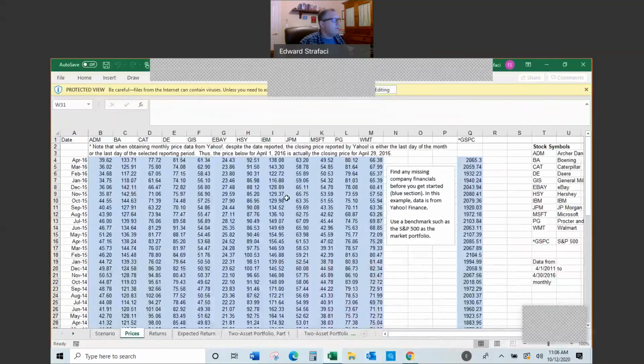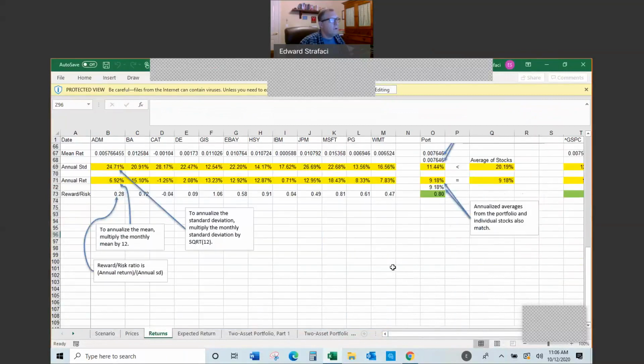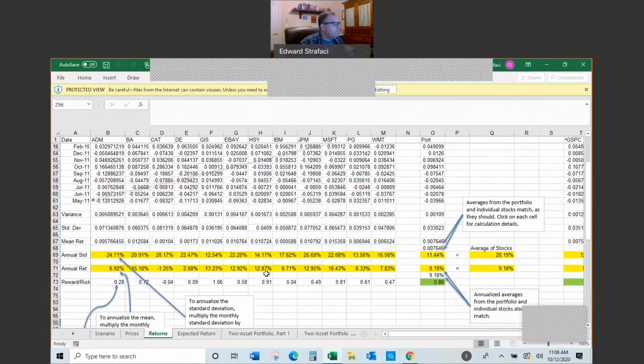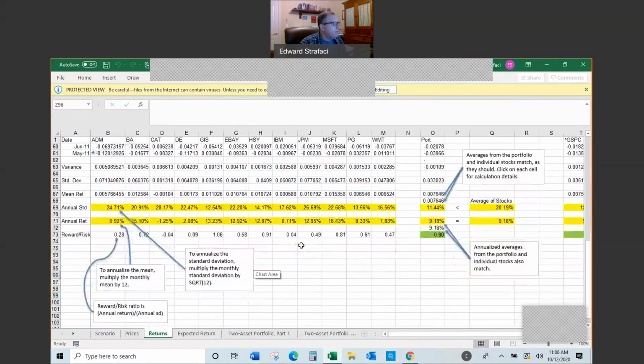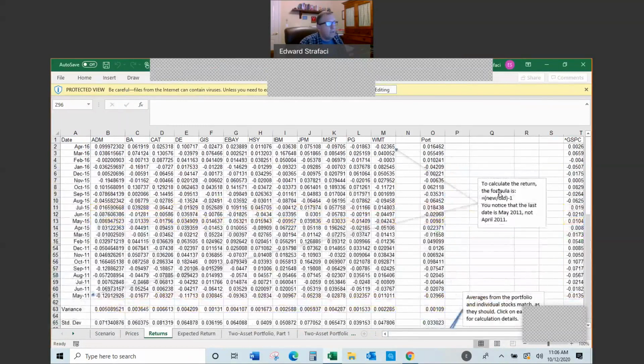And this is all of the returns. To find a return, I find the average return, and I can annualize it by multiplying the monthly mean by 12, and the square root gives me the standard deviation. To calculate return, I divide new by old, and I subtract 1. And that gives me my log normal return.